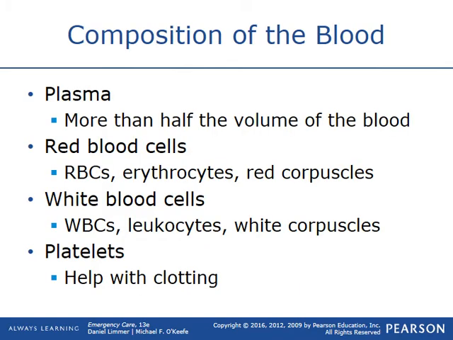As far as the composition of blood goes, you've got plasma, which is more than half the volume of the blood. You've got red blood cells, or RBCs, erythrocytes, and red corpuscles. The components of white blood cells include your white blood cells, your leukocytes, and your white corpuscles, and your platelets, which help with clotting.